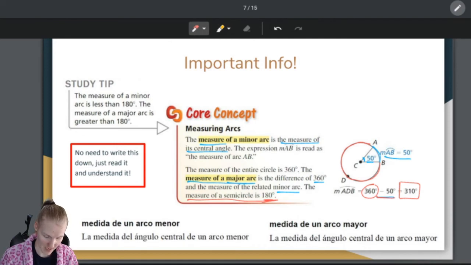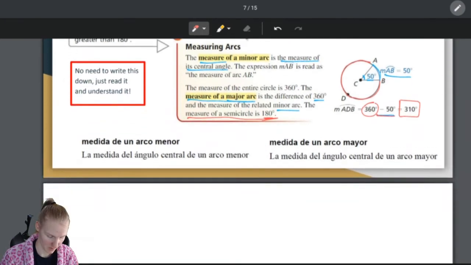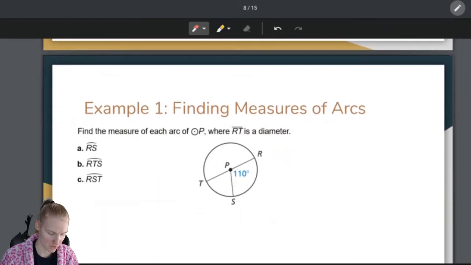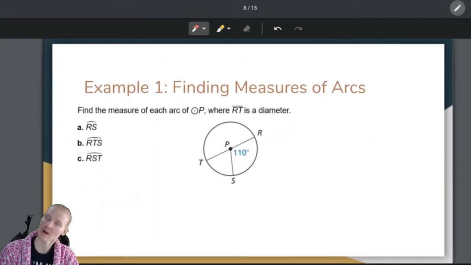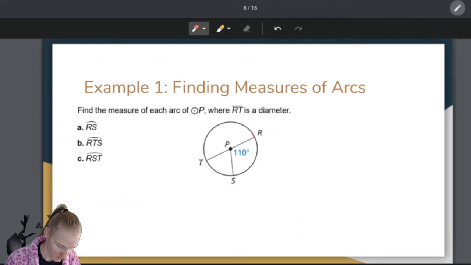Okay, fantastic. Moving on to our first example of the day. Finding measures of arcs. Find the measure of each arc of circle P where RT is a diameter. Okay, RT is a diameter. If RT is a diameter, that tells us that this is a semicircle. So this is 180 degrees.